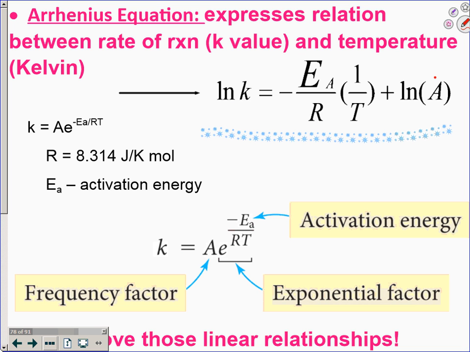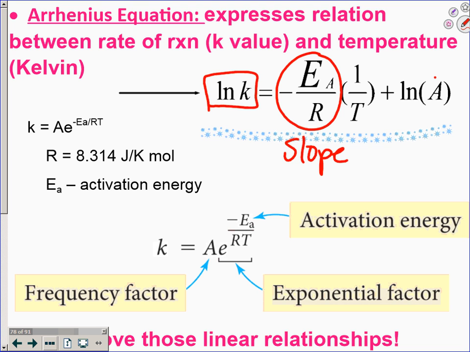What is our slope? So negative Ea over R. This is slope, okay? What is this technically? This is the y-axis, okay? What is 1 over T? This is the x, and this will also be the label of our x-axis. And this is just the y-intercept, right?